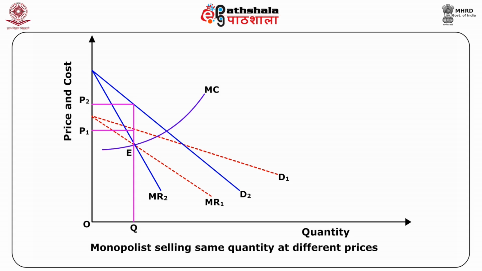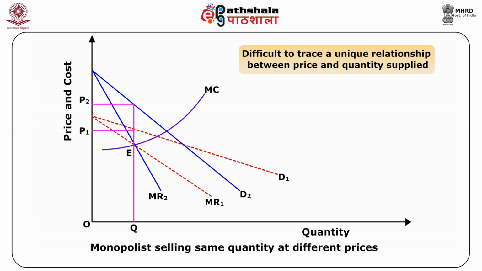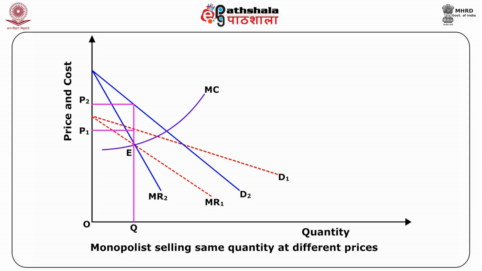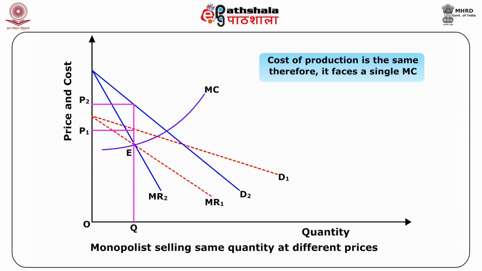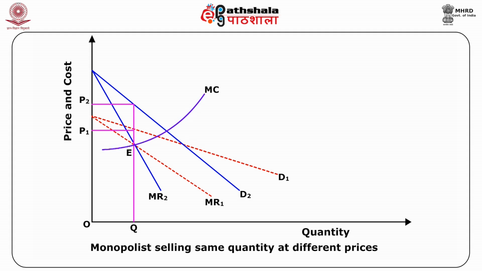Therefore, under this condition, it becomes really very difficult to trace a unique relationship between the price and the quantity supplied. Now, suppose a monopoly firm faces two demand curves for its product as D1 and D2, then correspondingly it will face two MR also. Since the cost of production is the same, therefore it faces a single MC which is upward sloping as usual.